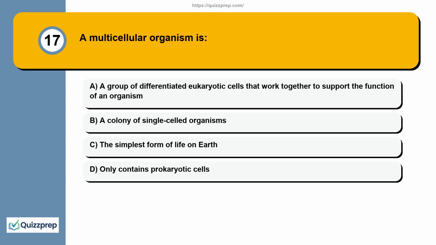Question 17. A multicellular organism is a group of differentiated eukaryotic cells that work together to support the function of an organism. A colony of single-celled organisms, the simplest form of life on Earth, only contains prokaryotic cells.